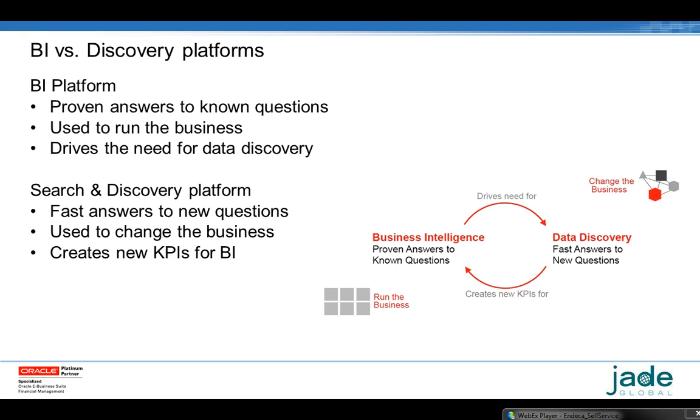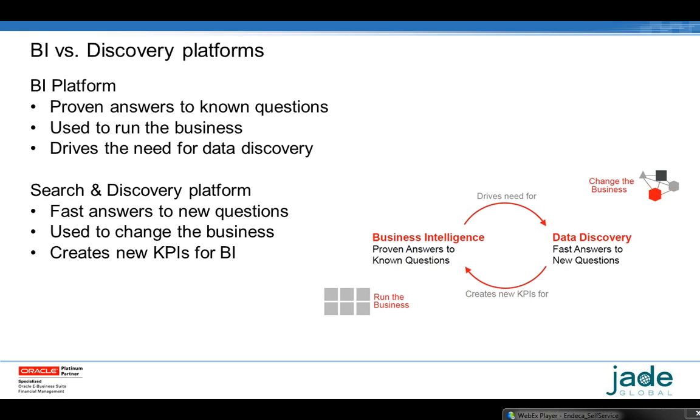One tool is used to run the business, the BI tool, and the discovery tool is used to change the business process. The BI tool will give you answers to your known questions. You can use this tool to run your business. You can see trends in your business, how transactions are happening, what trends you see in your business model. But if you don't have any clear questions, new questions, then you need a discovery tool. This Endeca tool will give you a fast answer to your new questions, and it is used to change the business.